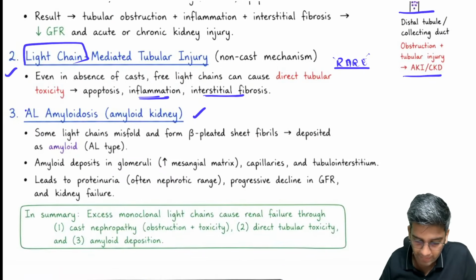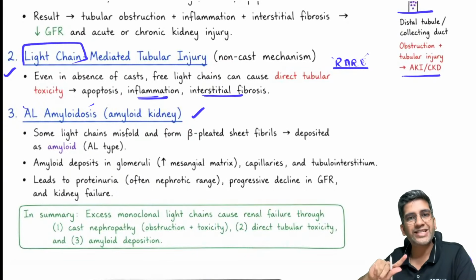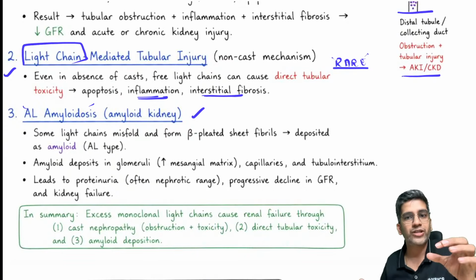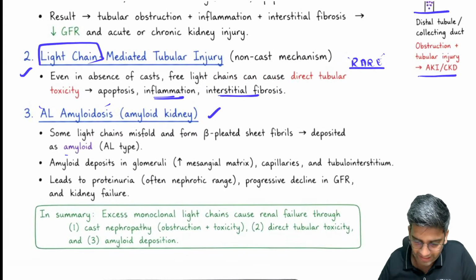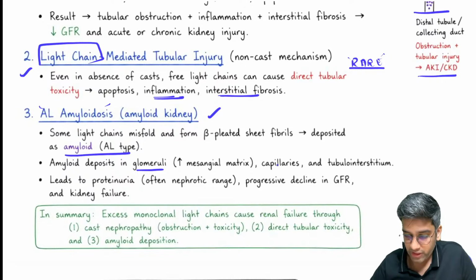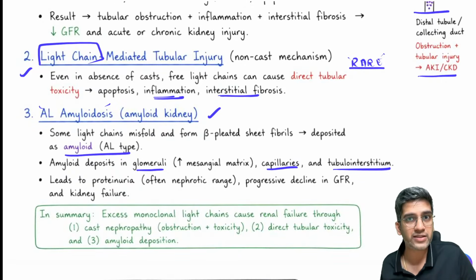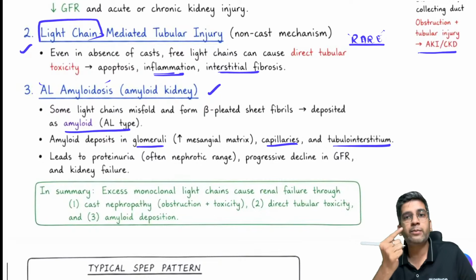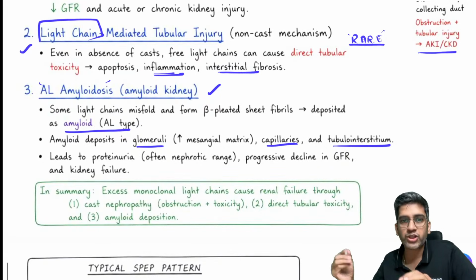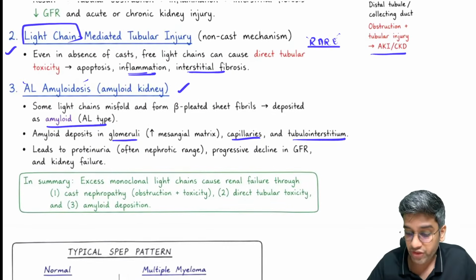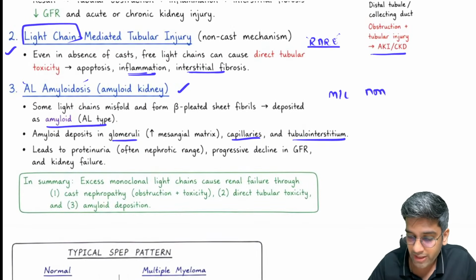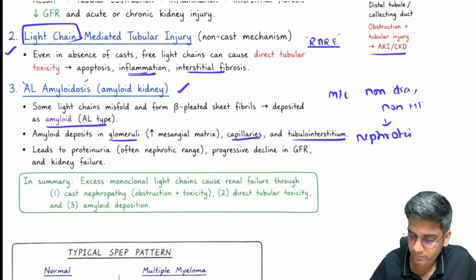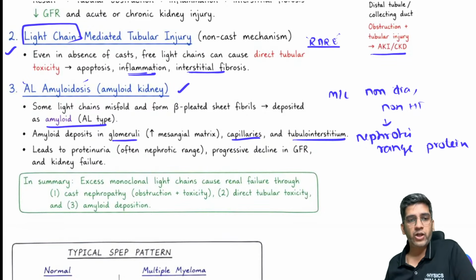Last but not the least, amyloid. You know that amyloid always deposits surrounding the blood vessels, right? So there's a possibility you have the beta pleated sheet AL amyloid type, which deposits in the glomerular capillaries and the tubulointerstitial blood vessels again. So every blood vessel will be surrounded by deposited amyloid. Over a period of time the blood supply reduces, which can definitely cause damage, right? Amyloidosis is one of the most common causes of non-diabetic, non-hypertensive nephrotic range proteinuria.